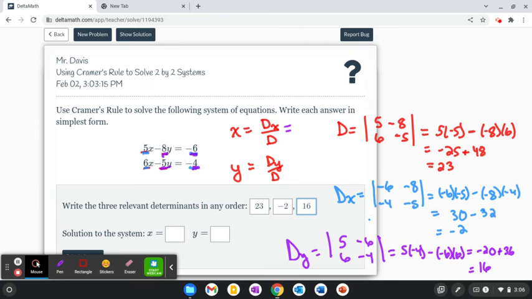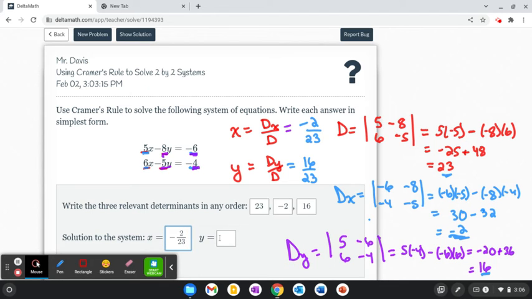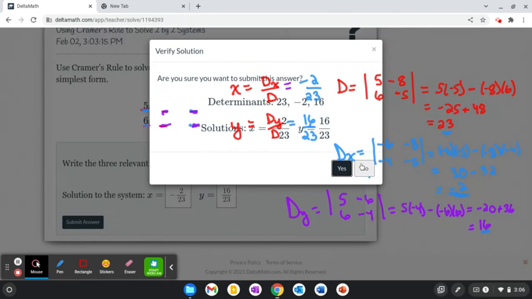So for x, we use this d sub x over d. So that's -2 over, so -2 comes from here, 23. And then y is going to be d sub y, which was that 16 over 23. If we could reduce these, we would want to, but in simplest form, 23 is not something easily reducible, so we'll just leave it as is. So -2 over 23 and 16 over 23. And submit our answer here.